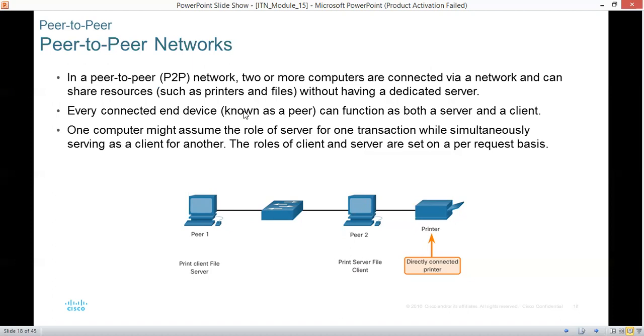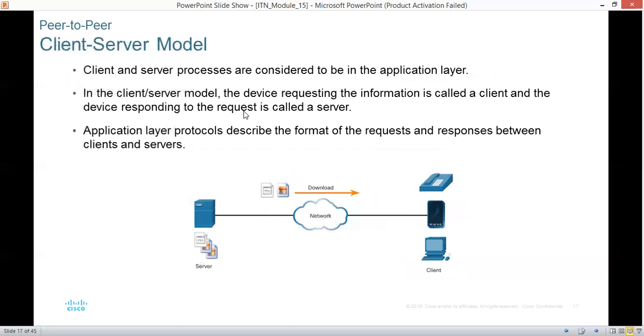So in a peer-to-peer network, two or more computers are connected by network and can share resources, such as printers and files, without having a dedicated server. So every connected end device, known as a peer, can function as both a server and a client. None of them have a particular administrative role here. Anyone can assume to be the server at every point in time. One computer might assume the role of a server for one transmission while simultaneously acting as a client.